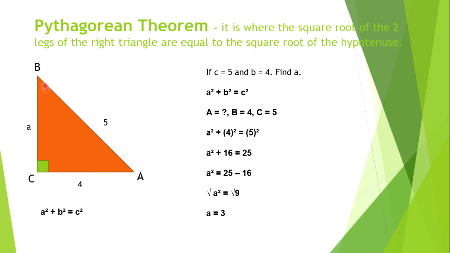Another example: we're not going to find the hypotenuse because it's already given, but we're going to find the leg, which is a. If c is 5 and b is 4, we're going to find a. Using the Pythagorean theorem, 4 squared is 16, 5 squared is 25. By transposing 16 to the other side of the equals, it goes from positive to negative: 25 minus 16. And 25 minus 16 is 9, and that's a squared. To remove the square, we use the square root of a squared and the square root of 9. We cancel the square root and the square, and the square root of 9 is 3. So the side a is 3.